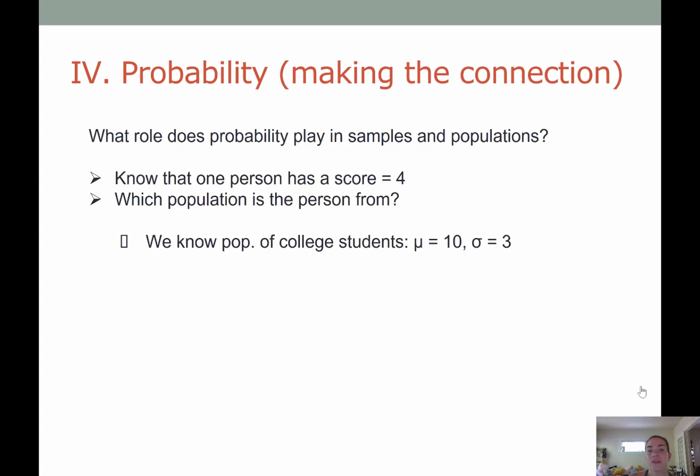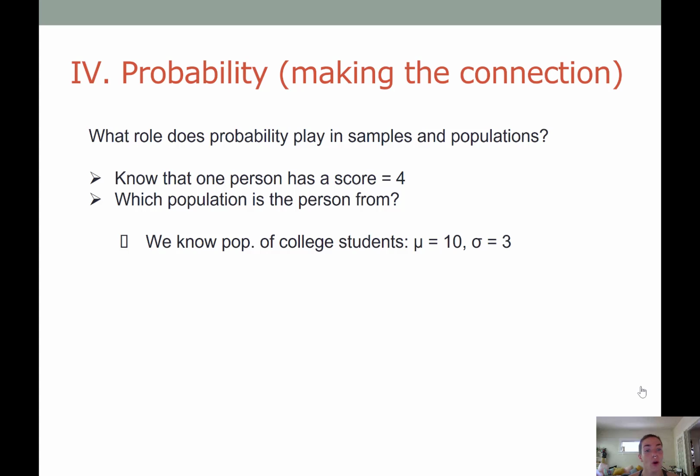So let's think about this example a little bit more. If we know that one person has a score of 4, okay, so I just close my eyes when I'm out on the street and I point to a person, I say, hey, how much of a morning person are you? And they say on a scale of, I don't know, maybe 1 to 15, right? And they say, oh, a 4. I want to guess, okay, do I think this person is more like a college student, or do I think that they belong to the professional worker population?